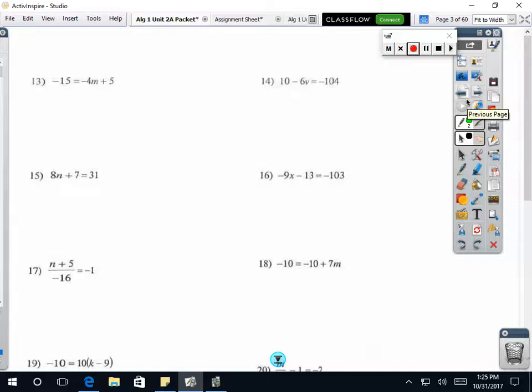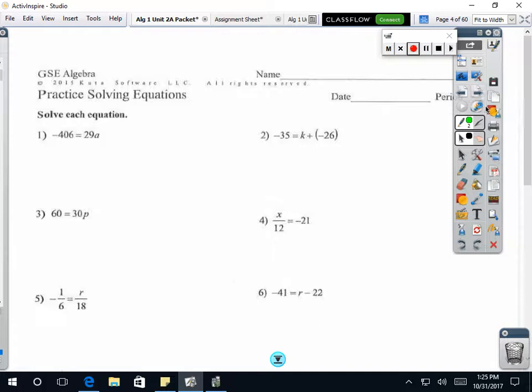Nobody has any problems on page 2 they want me to work. Okay, let's go to page 3 then. Okay, we'll start with 5, then we'll go to 10, then we'll go to 2, then we'll go to 8.